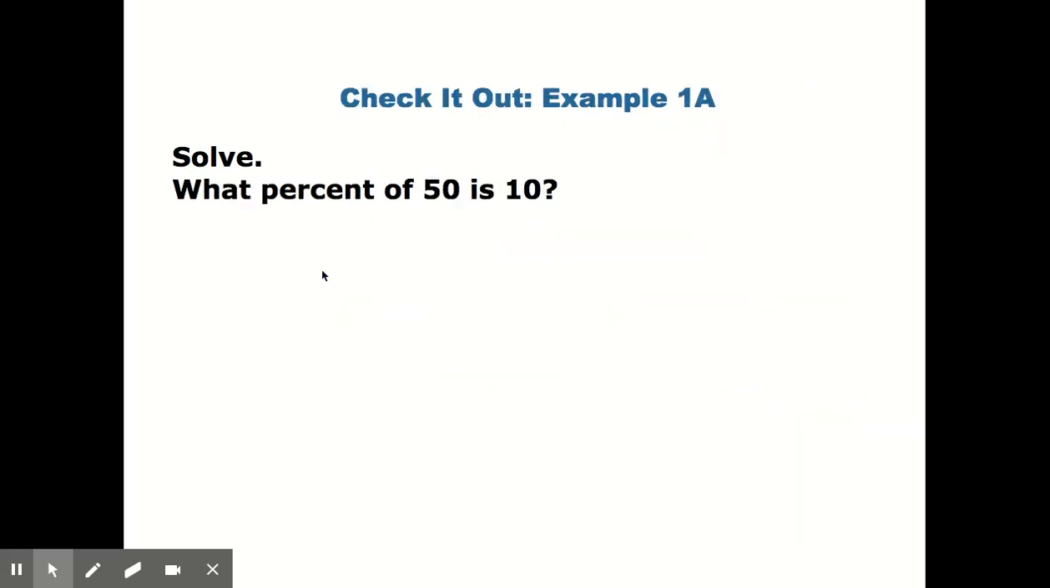Okay, now you try it. What percent of 50 is 10? All right, we're going to set up a proportion. We're looking for the percent, so it's n over 100 equals 10 over 50, because of means 100 out of, so it means the 100%.